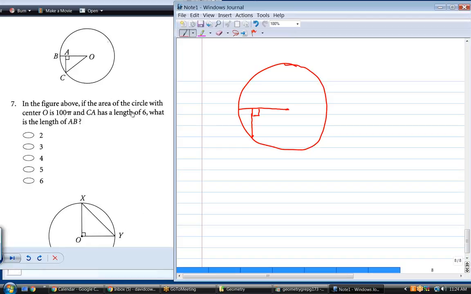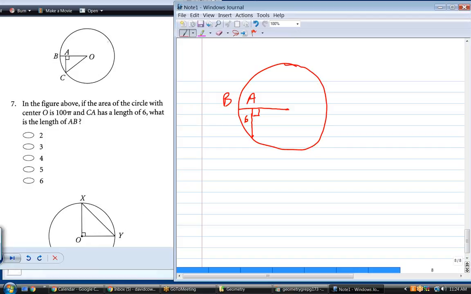Now, if the area of the circle is 100 pi, and the length of CA is 6, let's write that in, 6. What is the length of AB?